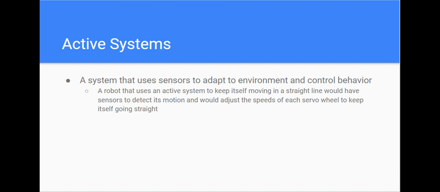Active control systems are systems that do use sensors and may rely on external power in order to adapt to their environment and control their behavior. If we were to build a robot that used an active system for control, it would have sensors to detect motion, or if we were following a taped line, it might have color detectors so that the robot would know it was veering off, and it could adjust the speed of the servos automatically to keep itself moving straight.